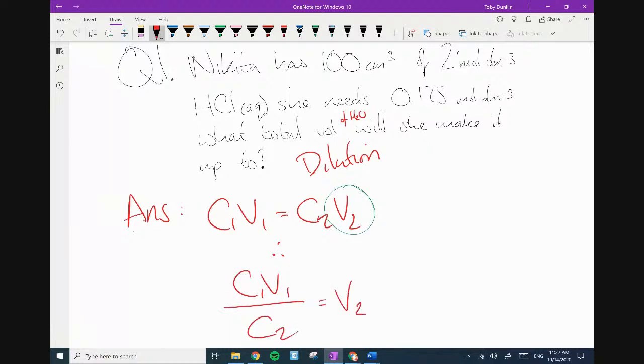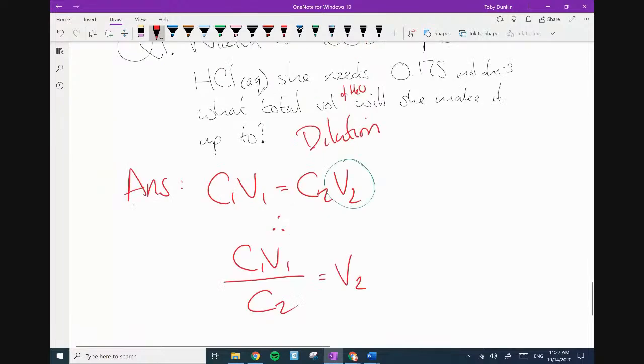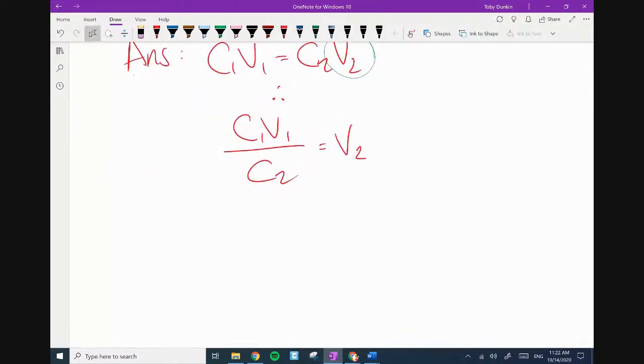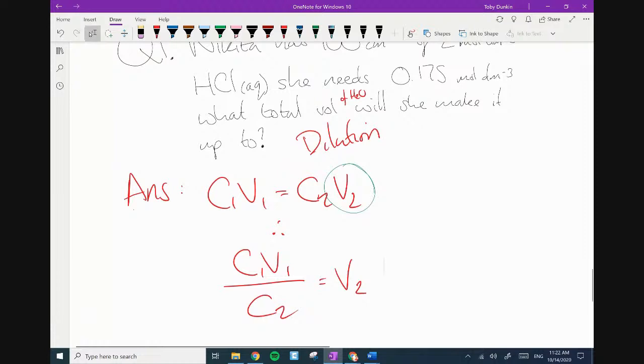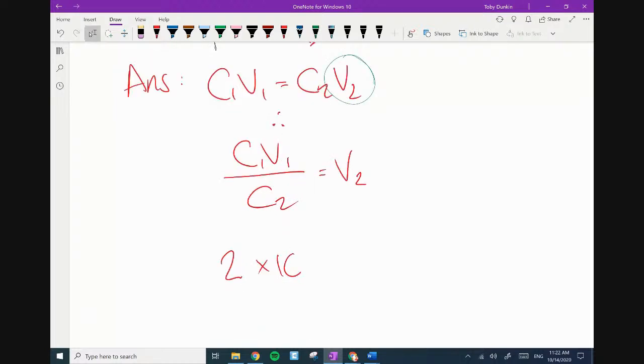Right. Now I can insert my numbers. Nikita's original concentration was 2, times her original volume of 100 centimeters cubed, and she wants a concentration of 0.175. What's the answer? It just becomes 200 over 0.175. So the answer is 200 divided by 0.175.